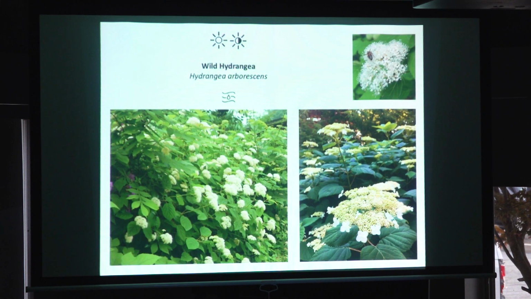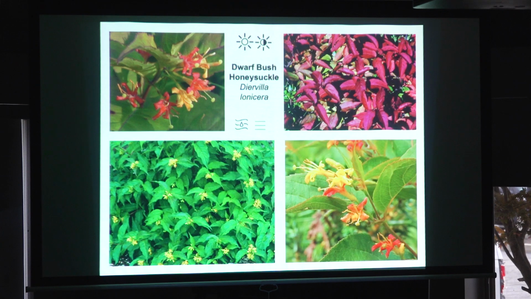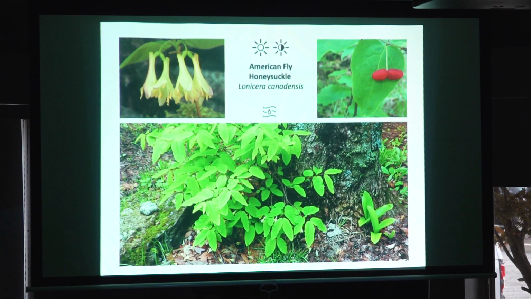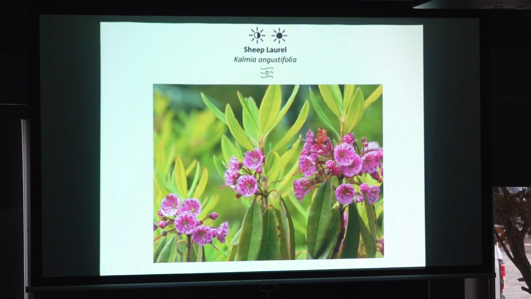Wild hydrangea, there is such a thing. There's a lot of non-native hydrangeas out there, but this is the wild native variety. Sweet fern can grow quite well in dry, sandy soils. And then we have our native honeysuckles, the dwarf bush honeysuckle and the American fly honeysuckle, and good old mountain laurel, which does well in the shade. And so does its younger cousin, the sheep laurel.